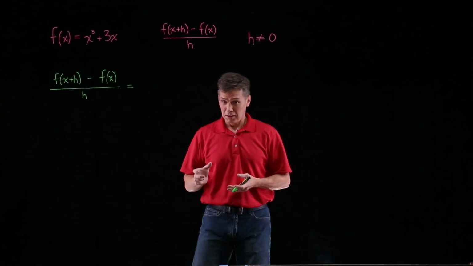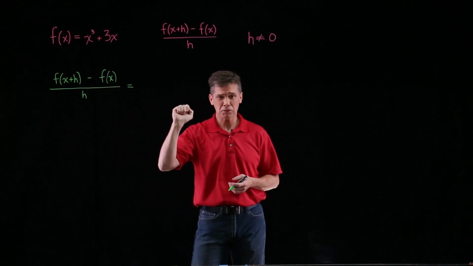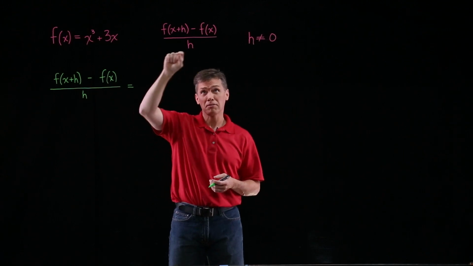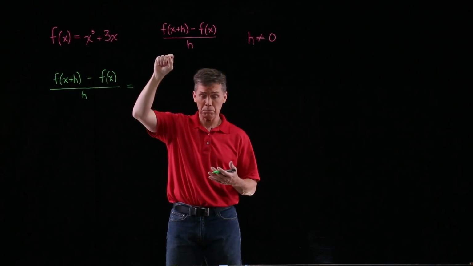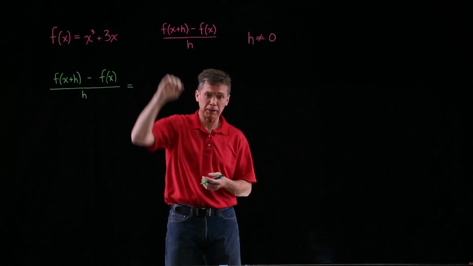Okay, this problem, they give us a function, and that's here in this case, f of x equals x cubed plus 3x. And they also give us this expression. And the directions are to find the difference quotient and simplify. So this expression they give us is the difference quotient, okay?